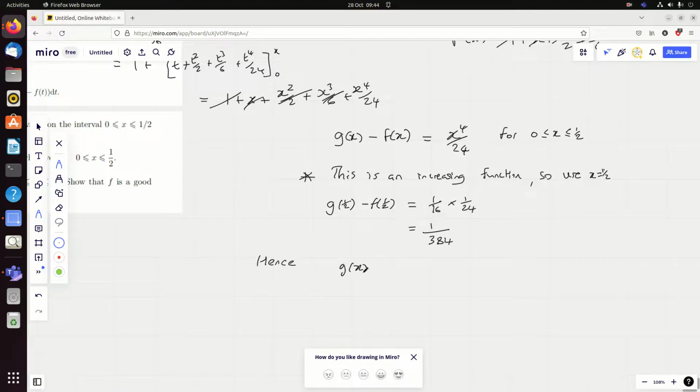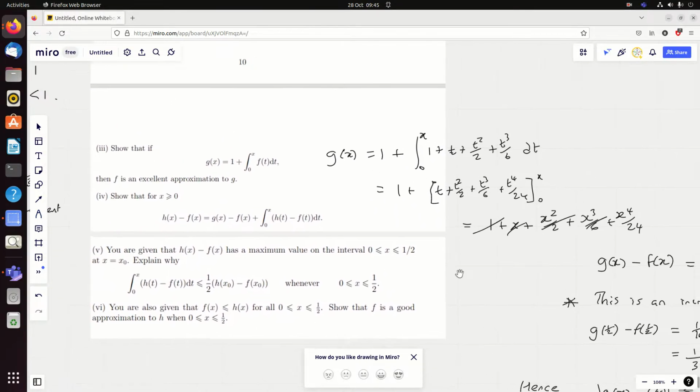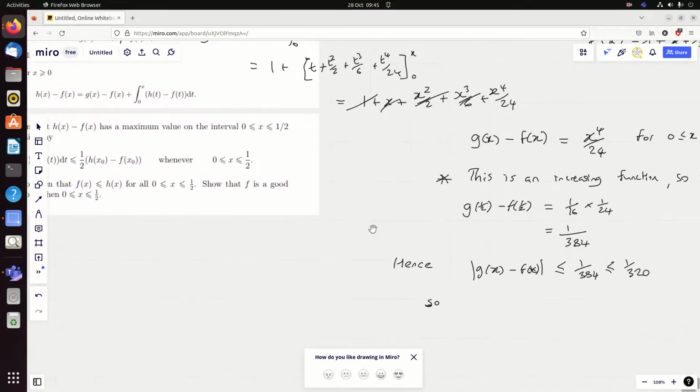g of x minus f of x, the modulus of it, if you like, because that's what they use in the definition, is less than or equal to 1 over 384. This is clearly smaller than 1 over 320. I'm just justifying what I'm doing here. And I can say, so f is an excellent approximation to g. I think that's the way to put it. I'm surprised they use g for this function and g for the other one, which we just used. So yeah, hence f is an excellent approximation to g.